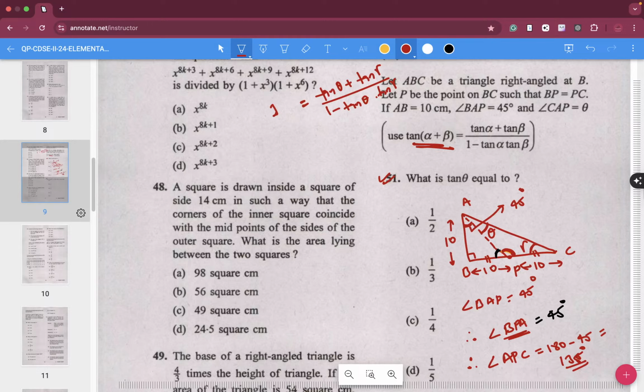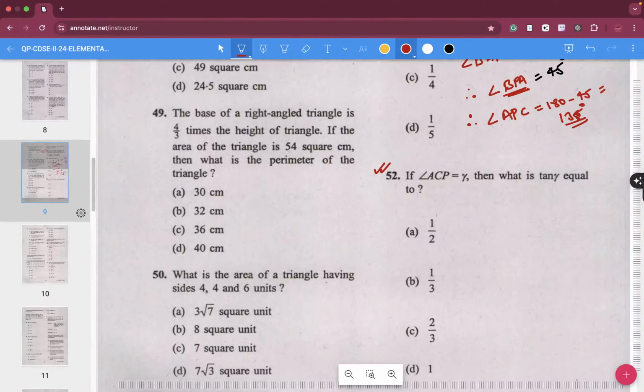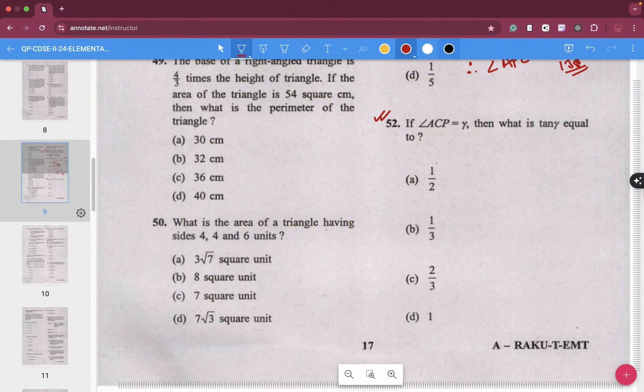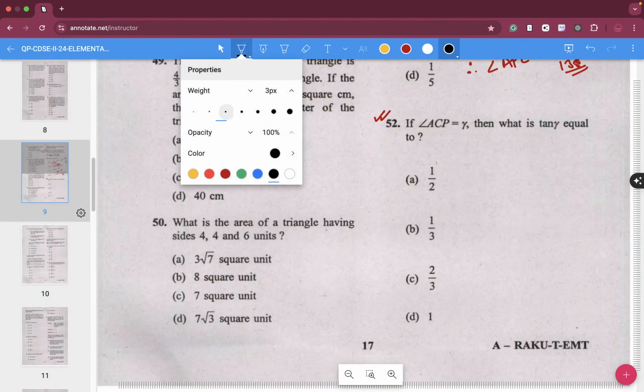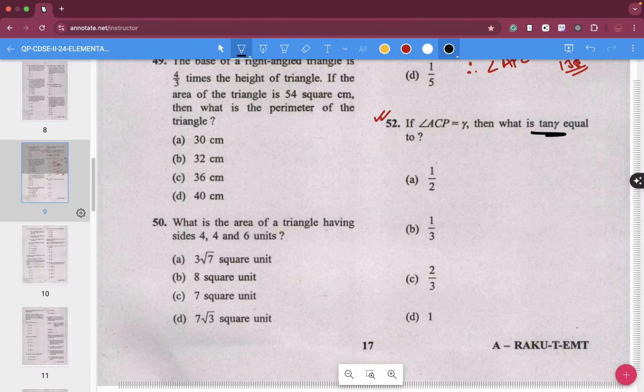Now over here this is your gamma, isn't it? So tan gamma value is how much? Tan gamma is equal to opposite by adjacent. Opposite is AB, adjacent is BC, so 1 by 2. And this is the exact question over here, 52. They are asking, what is the value of tan gamma? Tan gamma value is 1 by 2. So 52 is already solved.